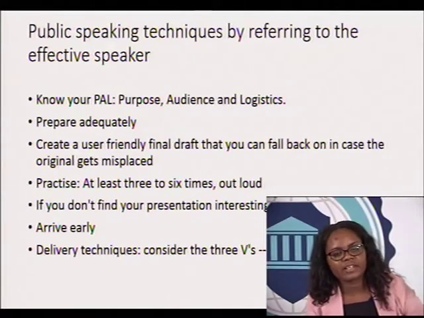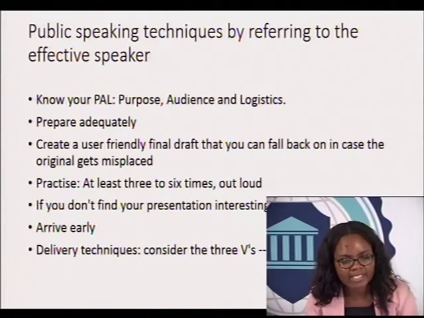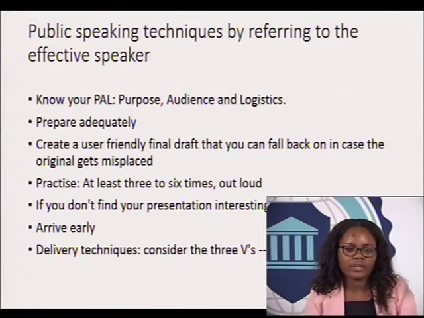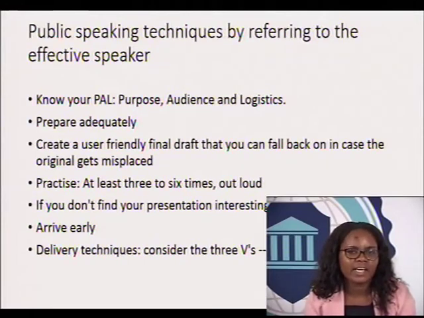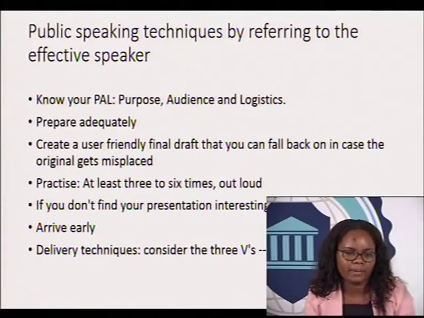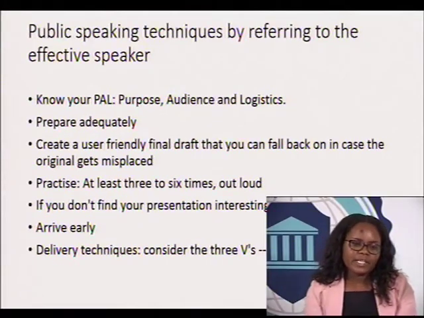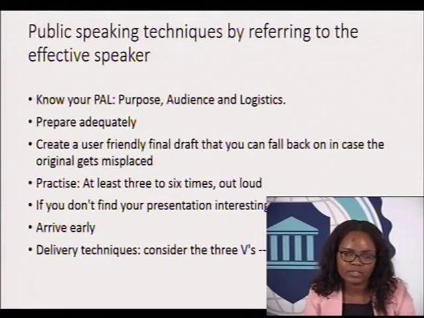Create a user-friendly final draft that you can fall back on in case you misplace the original. So in case you lose the original, you can always go back last minute and still have something. It's better than losing your original and then you have to start over, or you leave the audience hanging. The next point is practice at least 3 to 6 times out loud.